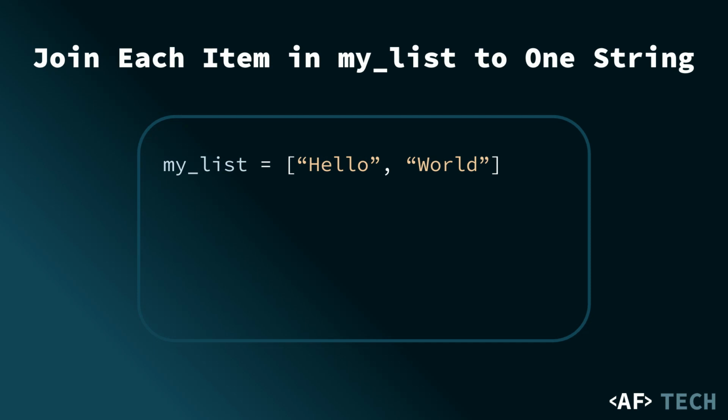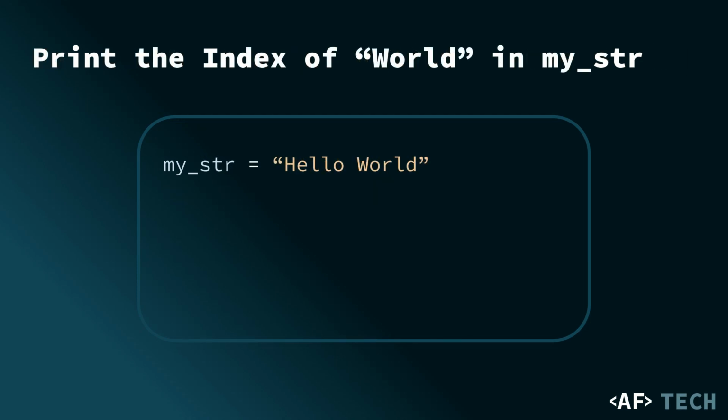Join each item in this list into one string. We will use the .join method, and we will pass in my list, and we will join them with a space. Print the index of world in my str. Remember, when indexing an entire word, it's just the first letter of that word that is the index. To do this, we'll just use the .find method, and we will find world, and this will print the index of W.